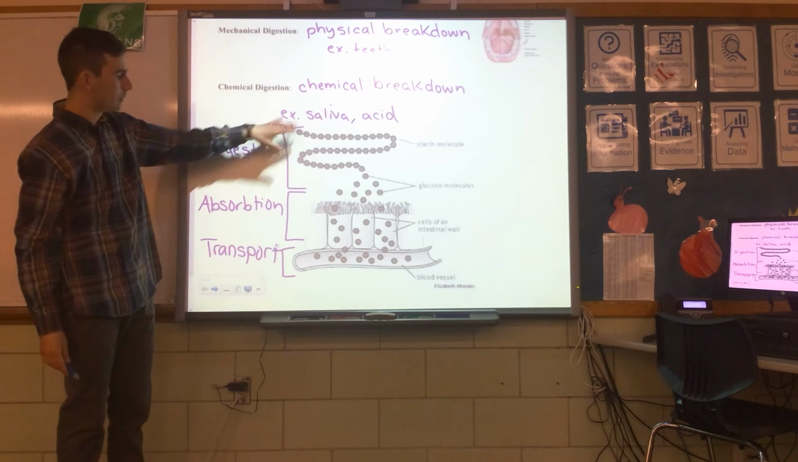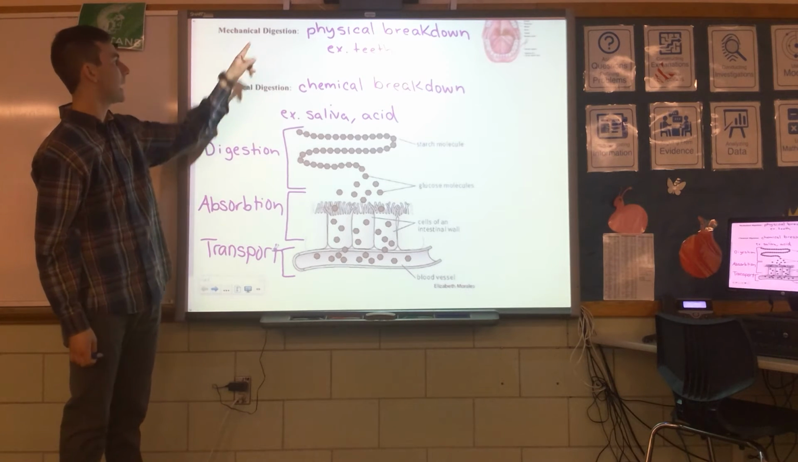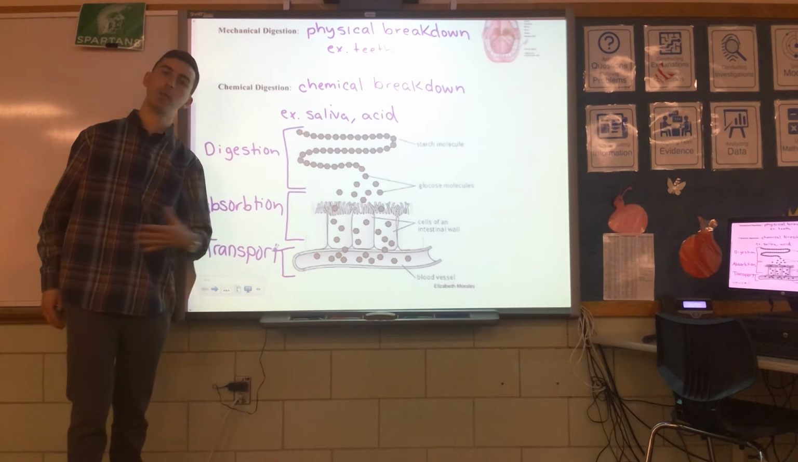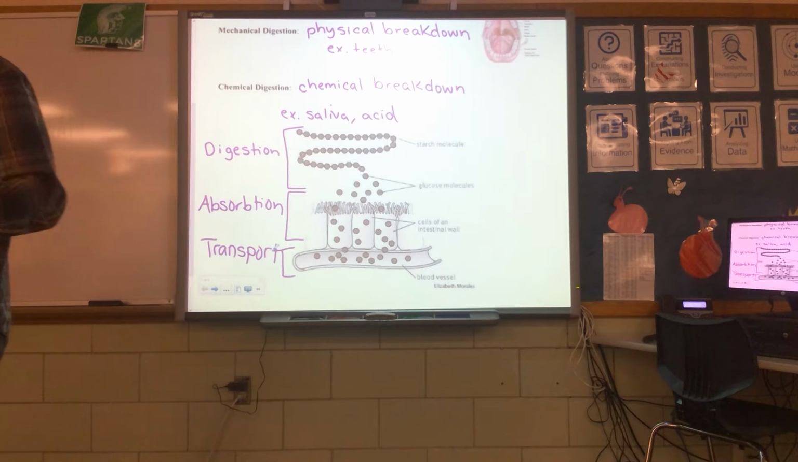So we have the food that's broken down through digestion in mechanical and chemical means. It's absorbed into the body, and then it's transported to the place that it needs to be.